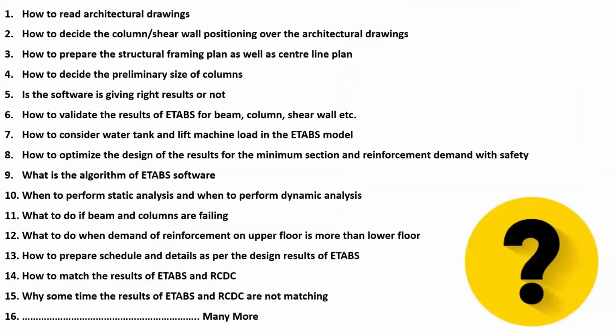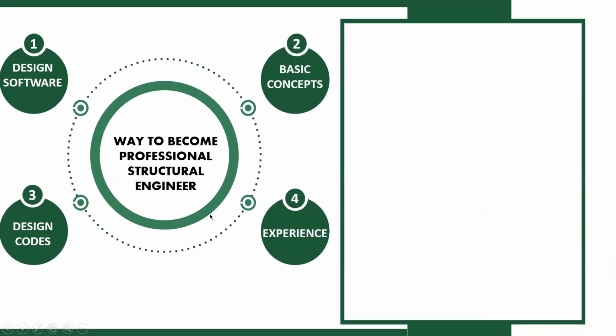So these are the four important things. My dear friend, here you come to know what the four requirements are. If you want to become a professional structural engineer, the very first is the design software. If you do not have the skill to deal with the software, to understand the algorithm of the software, then what will happen? You will lose the opportunity. Second, the basic concept. And third is your design codes. And the fourth and most important is your experience.